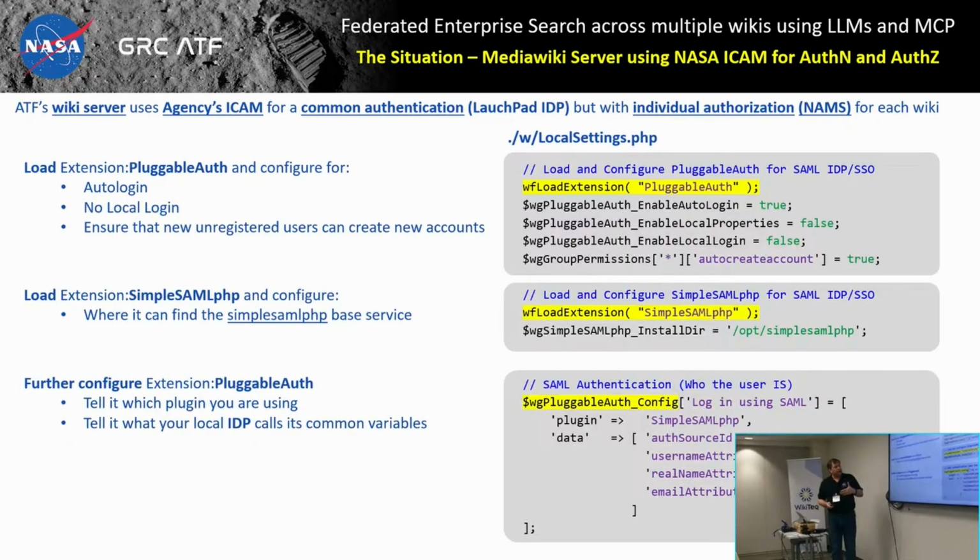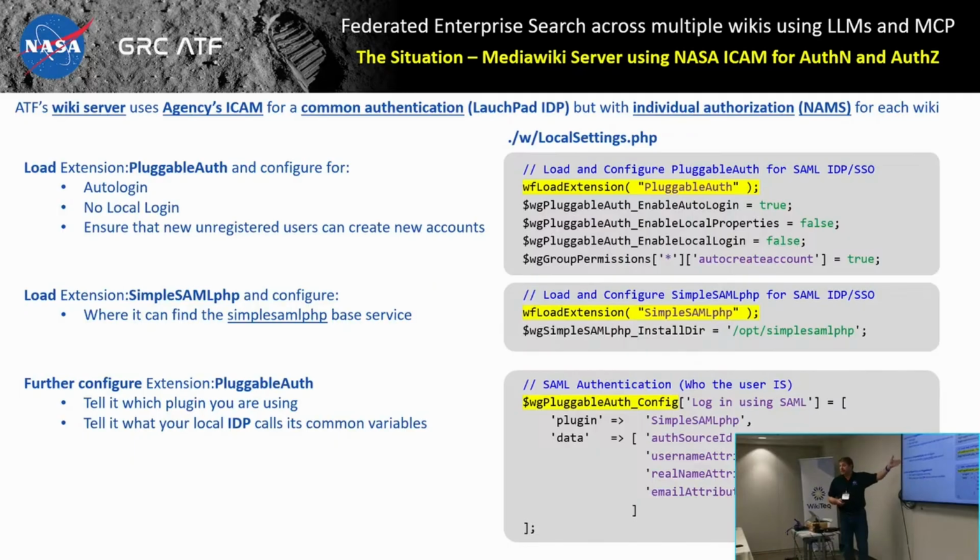Now on the MediaWiki side, we have to configure pluggable auth and simple SAML PHP, the extension, not the service. And I've highlighted a few of the items in that configuration. This is all very general stuff, nothing sensitive. If you were trying to replicate this kind of configuration, then this is available. Feel free to borrow what you see here.